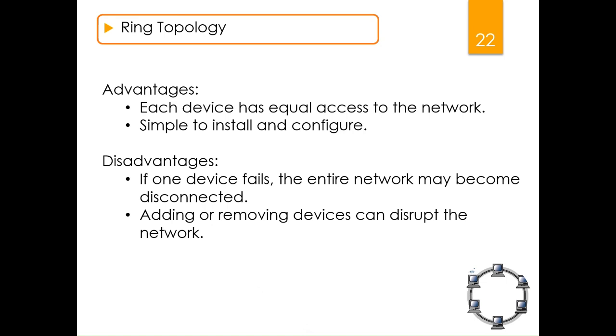Let's talk about the advantages. In the ring topology, data flows in an orderly fashion. It can offer high-speed transfer. But if one computer or connection fails, the whole network stops. And there are difficulties to add or remove devices. Those are disadvantages.